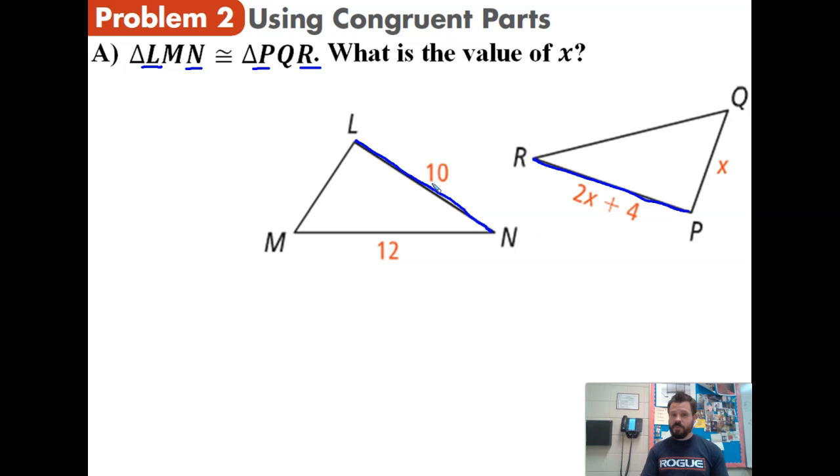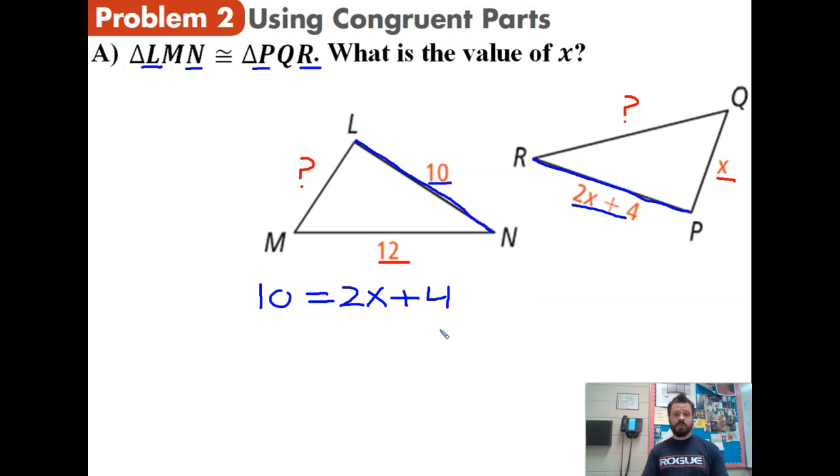So the equation I can set up is to just set their side lengths equal to each other. I can say that 10 is equal to 2x plus 4. And once I get that equation, I can solve it. Now notice I didn't do anything with the 12 in this problem. I can't do anything with it because I don't know the length of its corresponding side. Same idea with the x here. I can't do anything with it because I don't know the length of its corresponding side. I have to use the sides that actually match up and allow me to fill in an equation.